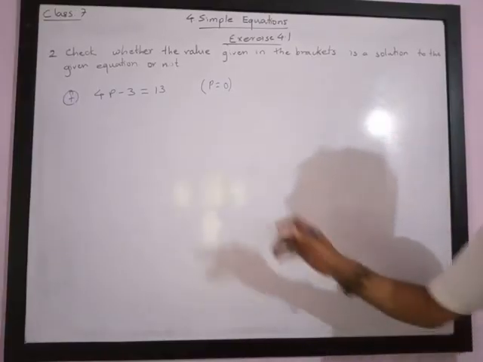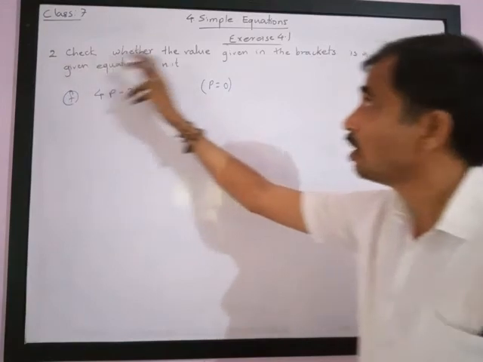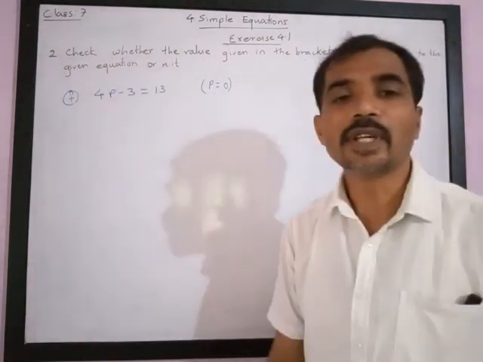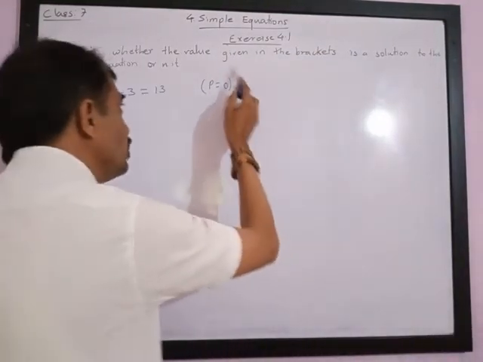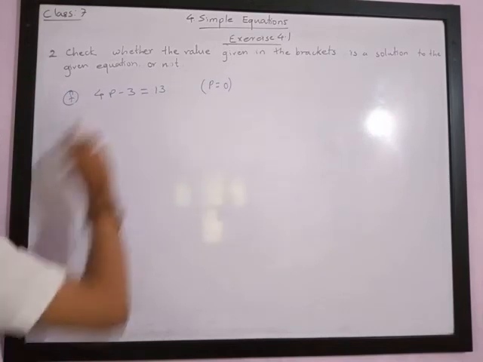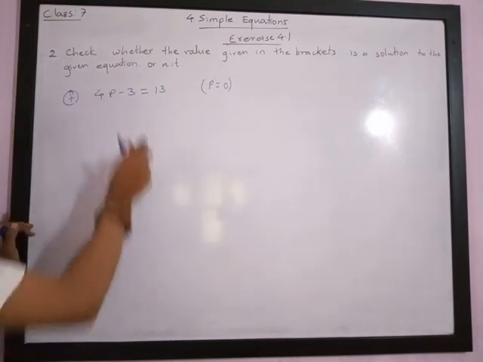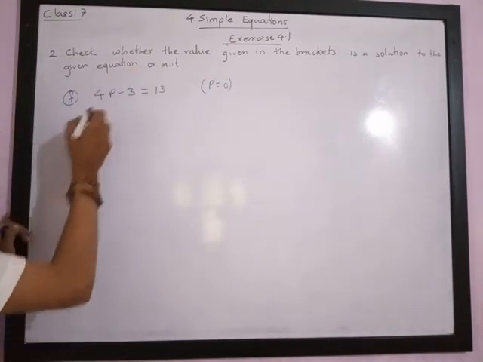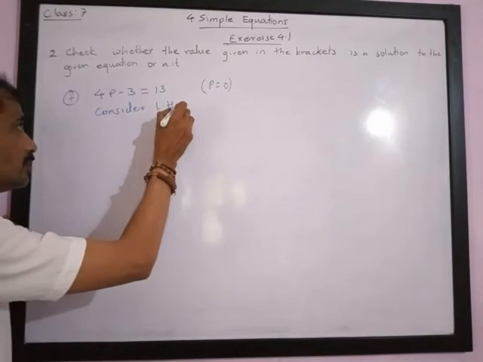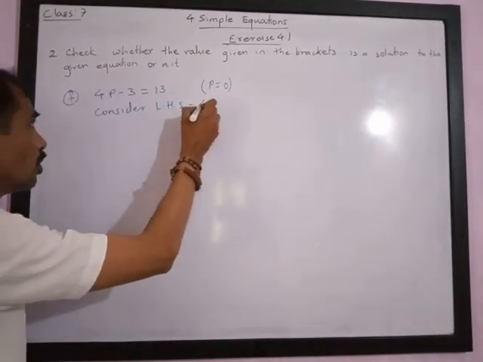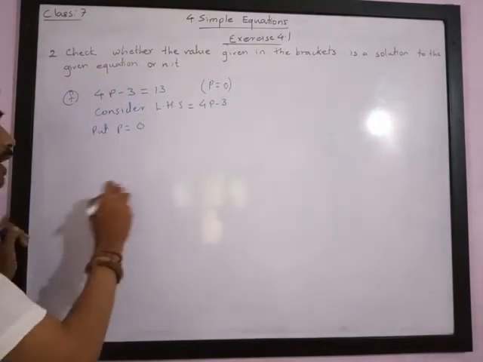Dear friends, we are solving the fifth sub question from the second question of exercise 4.1 of the chapter simple equations. So we are given the equation. We are asked to check whether the value given in the bracket is the solution of the given equation or not. So for this, again I have told you, don't put this value directly in this. We have to solve left hand separately and right hand separately. So here we have to consider left hand side. Consider LHS. So LHS is equal to 4p minus 3. So put p is equal to 0 in the expression in LHS.